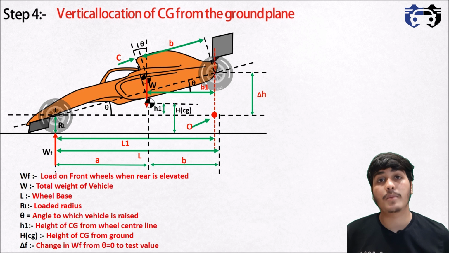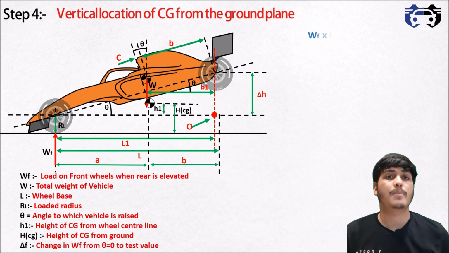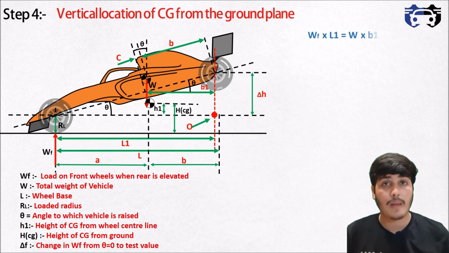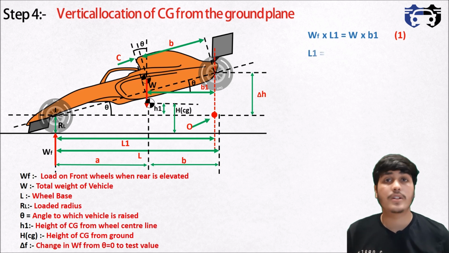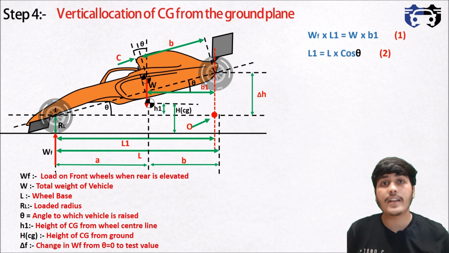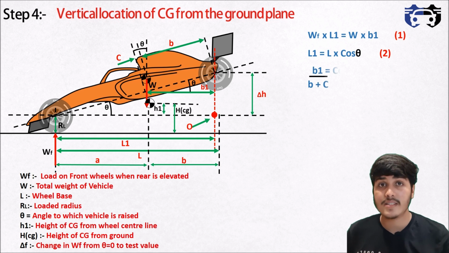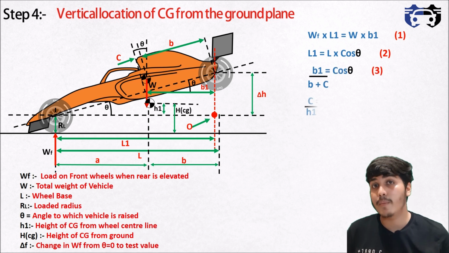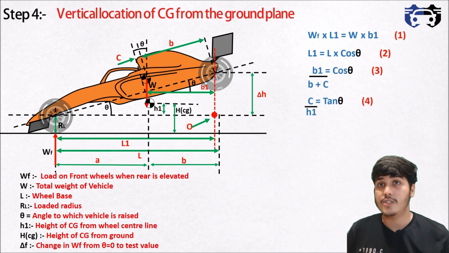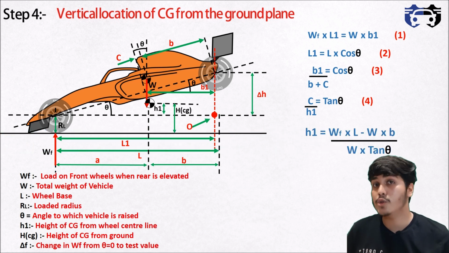Now, taking moment about the point O, you will get Wf multiplied by L1 equals W multiplied by B1, where L1 equals L cos theta. From basic trigonometry, you can write B1 divided by B plus C equals cos theta and C divided by H1 equals tan theta. On solving equations number 1, 2, 3 and 4, you will get H1 equals Wf multiplied by L minus W multiplied by B, divided by W tan theta.